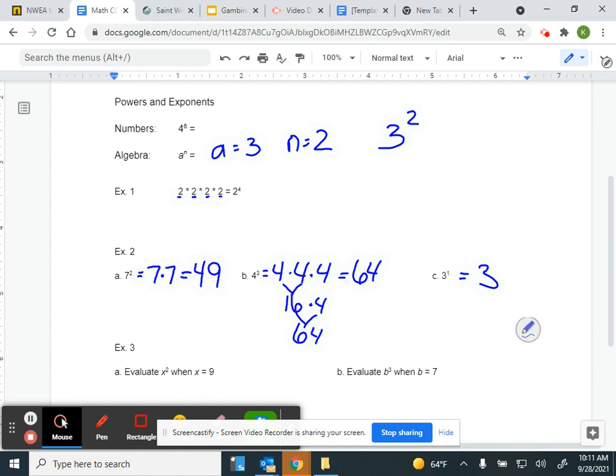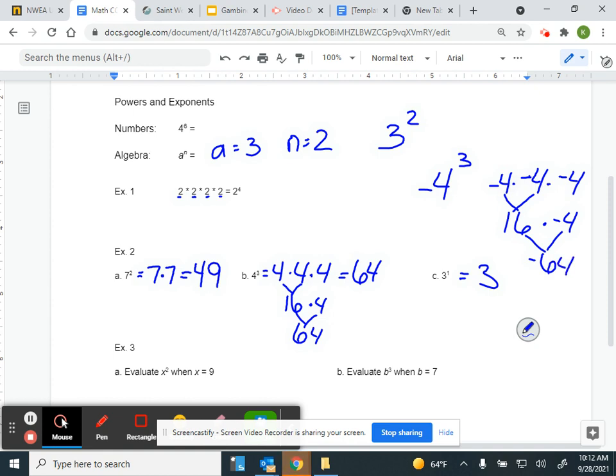Well, what would happen with a negative? So good question. If we had this as a negative 4 cubed, that means we would do negative 4 times negative 4 times negative 4. So what's negative 4 times negative 4? It's a positive 16 because we had a negative times a negative. Now we multiply it by a negative 4, and it would be negative 64 because it's a positive times a negative.